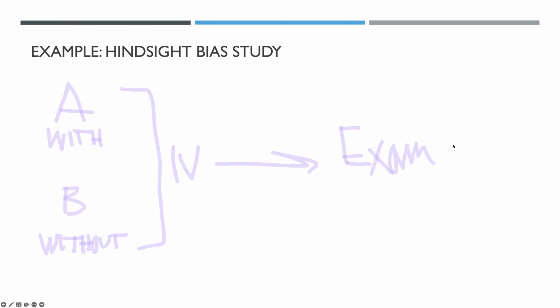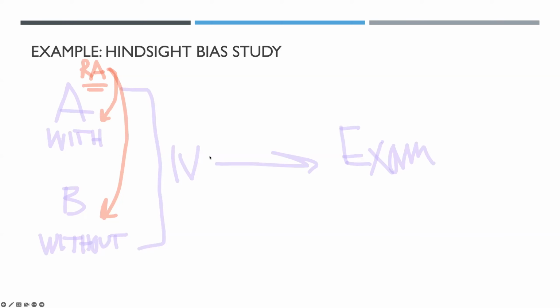Now, we talked about individual level confounding variables, right? Now, let's just go ahead and say we did random assignment. We did random assignment to conditions, and so we randomly assigned some people to A and some people to B. So we don't have any individual characteristics that are confounding because we used random assignment. But there are other types of confounding variables.